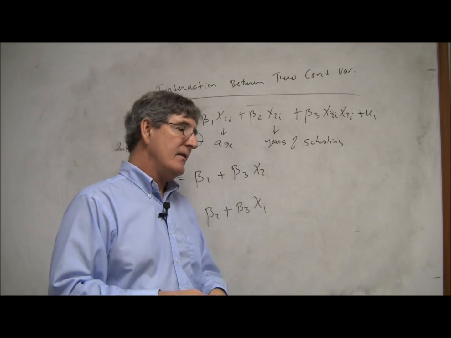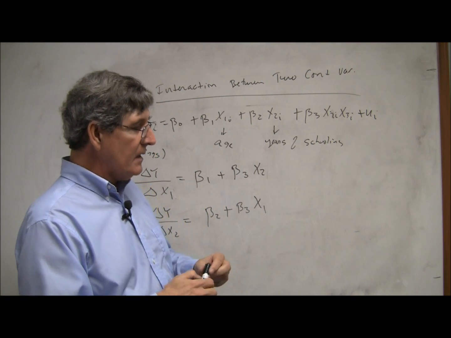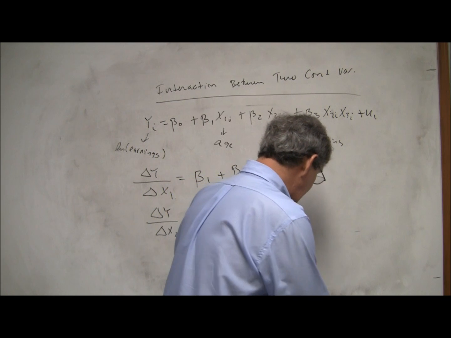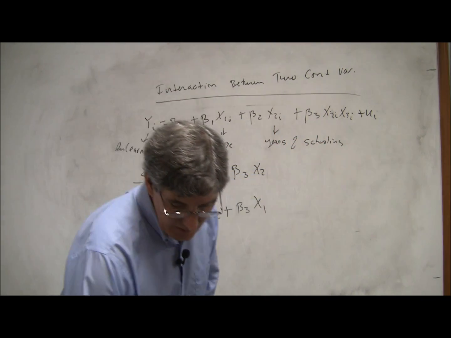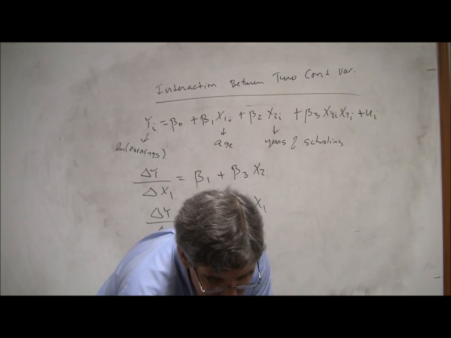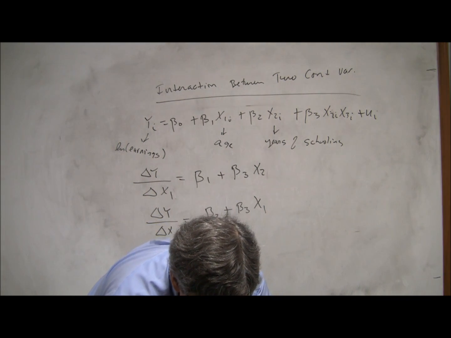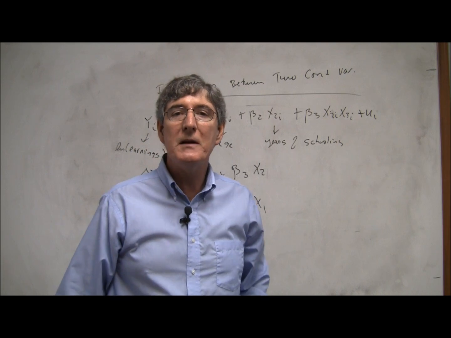So whenever the effect of one variable in your model depends upon the value of another variable, then you're going to add these interaction terms to it. And again, the book does an application of this to the test score data. I'm going to go ahead and let you read that on your own.